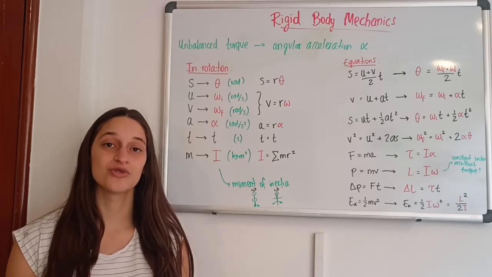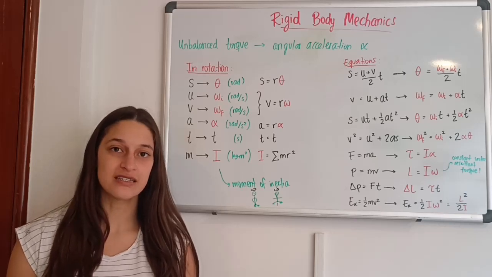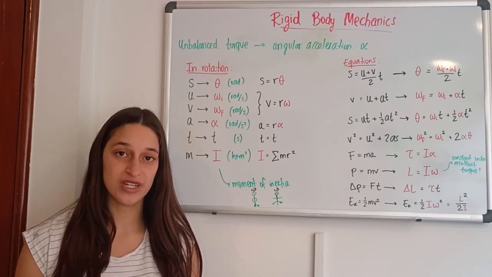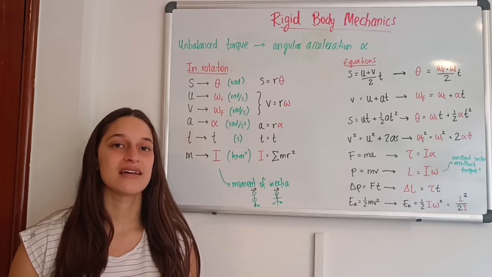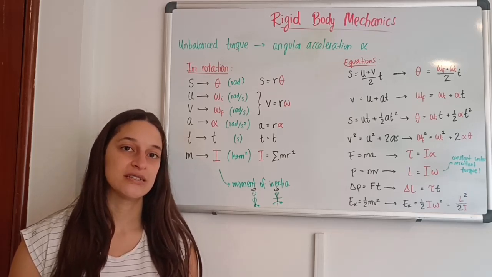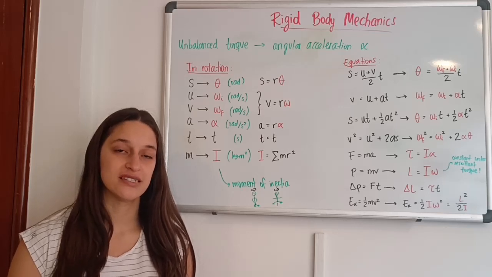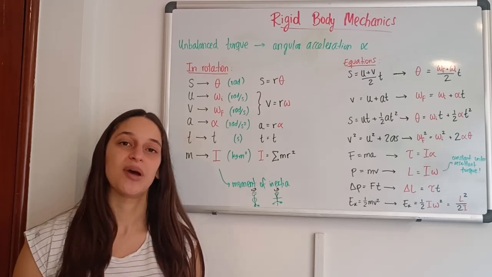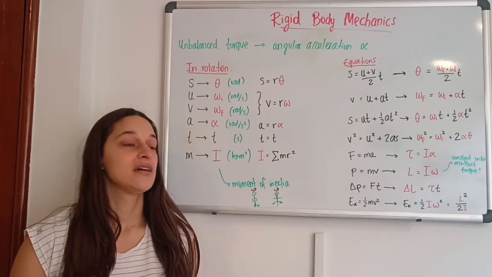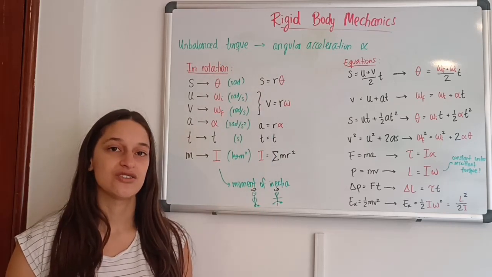Talk about a topic called rigid body mechanics. Rigid body mechanics is the area of physics that studies how an object rotates and moves around an axis of rotation when it has an unbalanced torque acting on it. If you remember, previously we learned that torque is a force that acts at a distance from the center of mass of the object, causing it to rotate about an axis of rotation. Now, if there is an unbalanced torque, we're going to have an angular acceleration in the object.